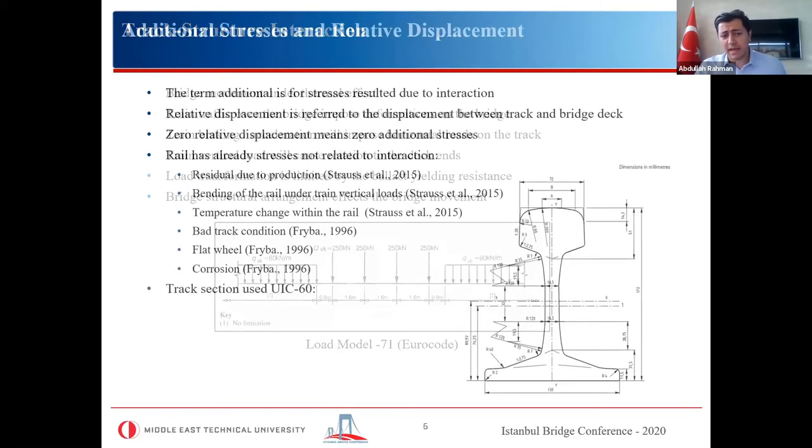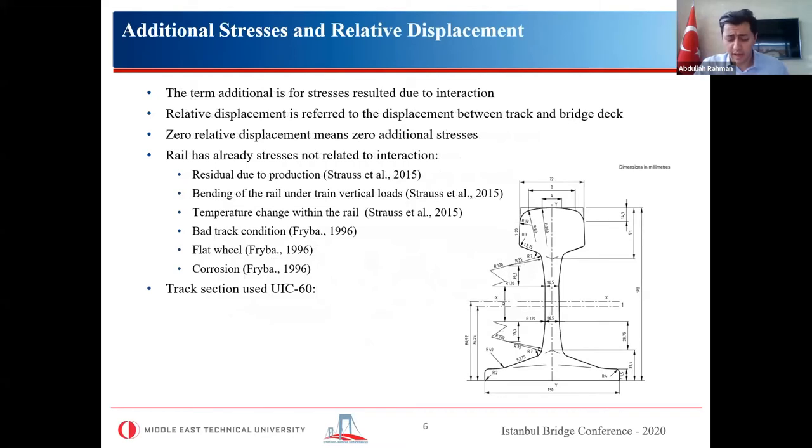Now, as I mentioned before, the rail already has stresses not related to interaction: residual stresses due to production, and bending of the rail under train vertical loads. We don't consider this one. In the track structure interaction, we consider the whole bending displacement of the bridge, not the bending between two fasteners. Temperature change within the rail, we don't consider it.